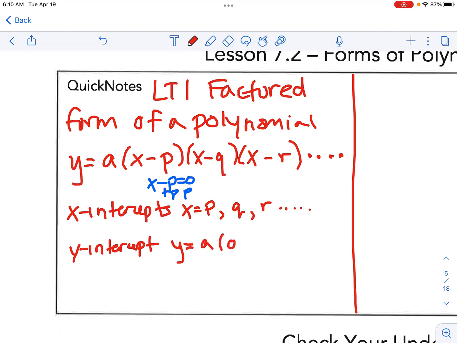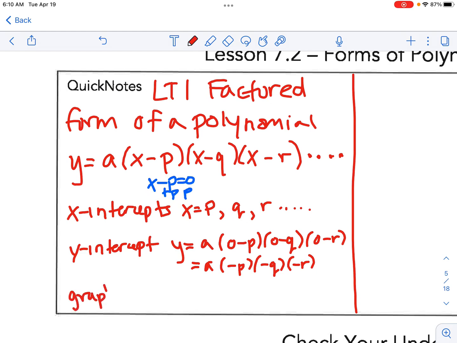And then to find the y-intercept, we plug in 0 for x. So we get y equals a times 0 minus p, 0 minus q, 0 minus r, which gets us a times minus p times minus q times minus r. And if the plus is there, then those would be positive. And so that gets us the y-intercept. And then that gets us enough to graph.